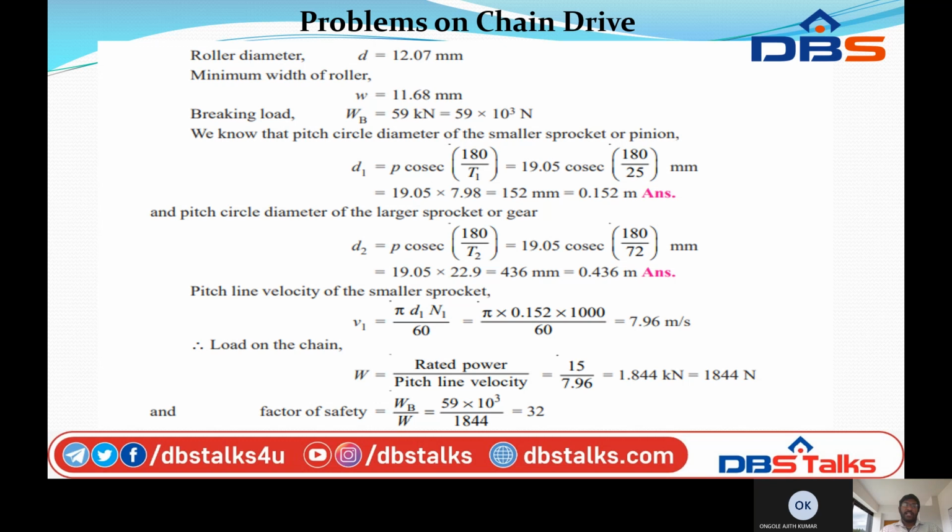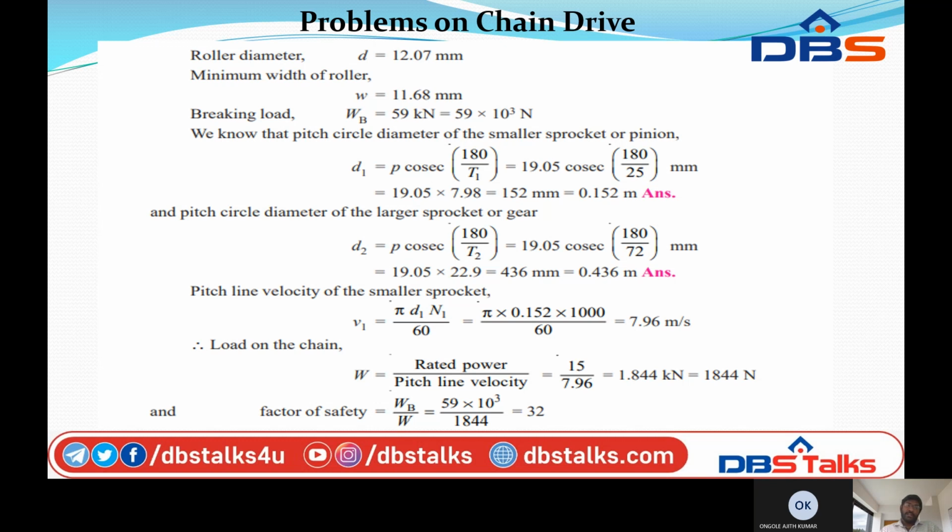We know that the pitch circle diameter of the small sprocket or pinion D1 is equal to P cosecant 180 by T1. So that is equal to P 19.05 into cosecant 180 by T1, 25. So you can calculate the value. D1 is equal to 19.05 into 7.98, that is equal to 152 mm. So this millimeters converts to meters, that is equal to 0.152 meters. So D1 is equal to 0.152 meters.